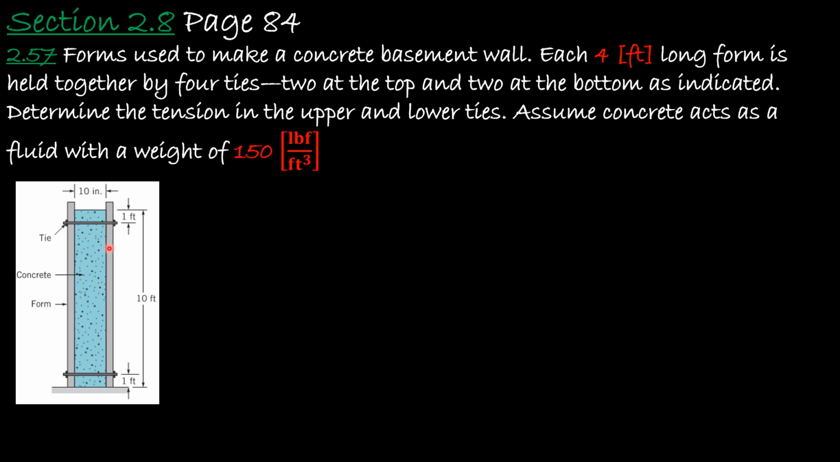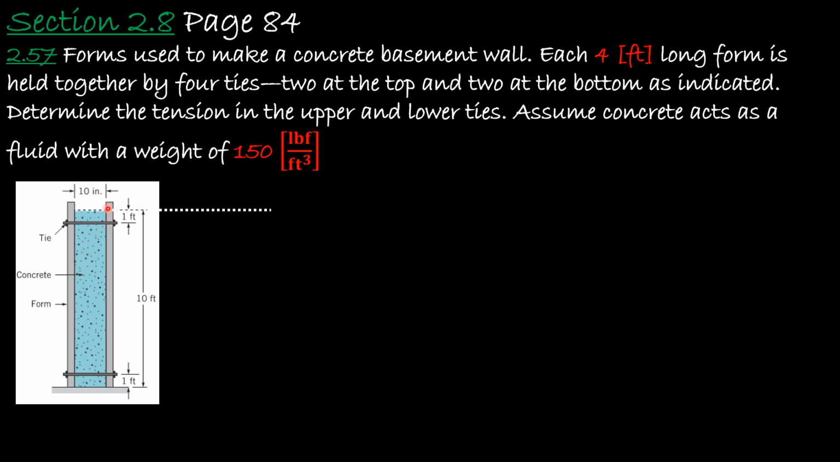So here you have 10 feet, and if you think about it into the page, we have a 4 feet width of this form. On the other side you have another tie. We are asked here to determine the tension in the upper and lower ties. So we want to know how much tension in these ties, or in other words, how much force these ties are applying. Assume concrete acts as a fluid with a weight of 150 pound force over feet cube.